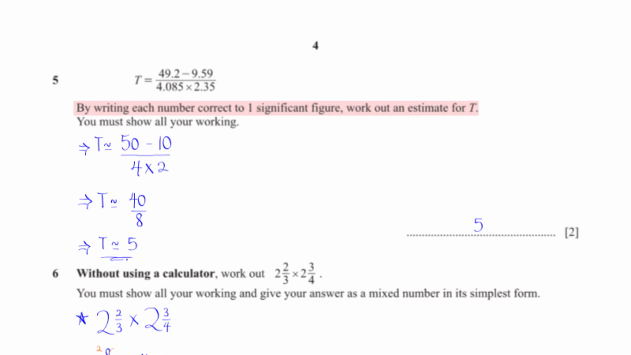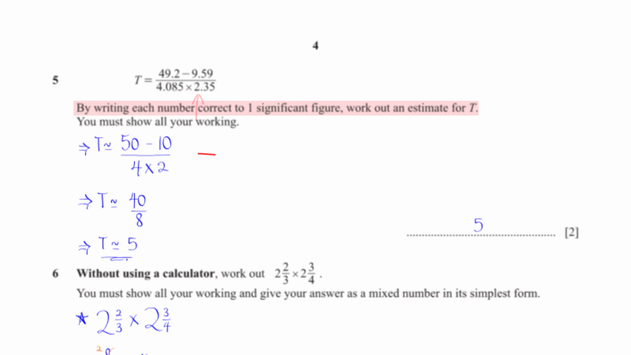For 4.085, 4 is the first significant figure. The number after 4 is less than 5. So we are going to maintain 4 and ignore all the numbers after the decimal point. For 2.35, 2 is the first significant figure. The number after 2 is less than 5. So we are going to maintain 2 and ignore all the numbers after the decimal point.